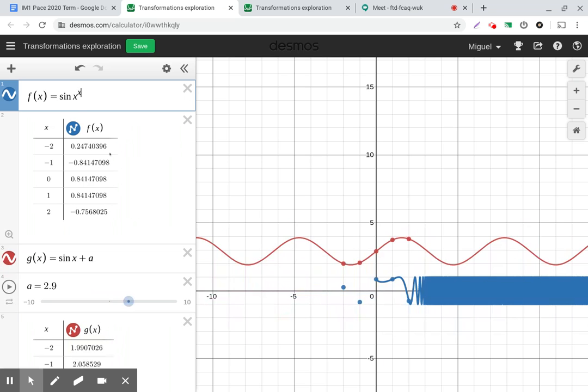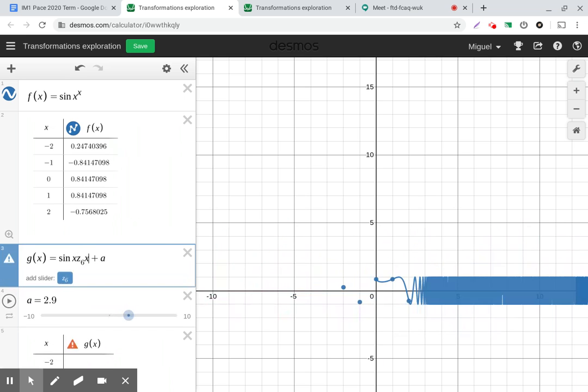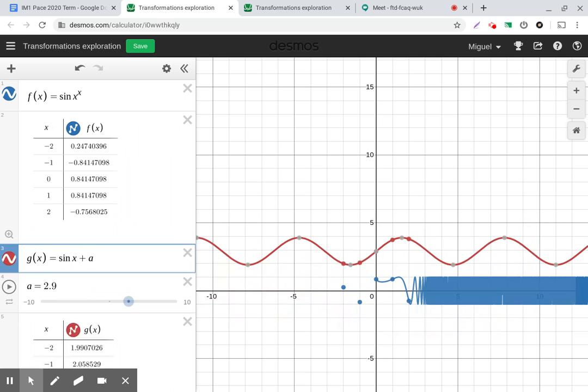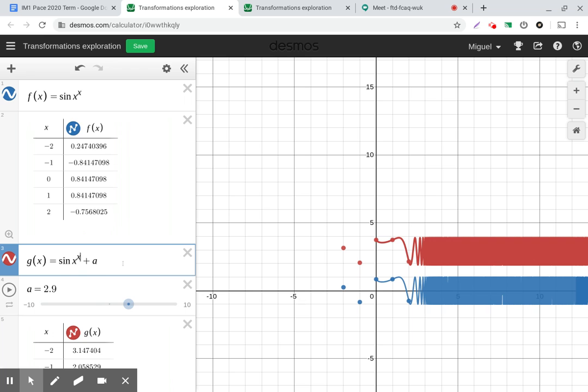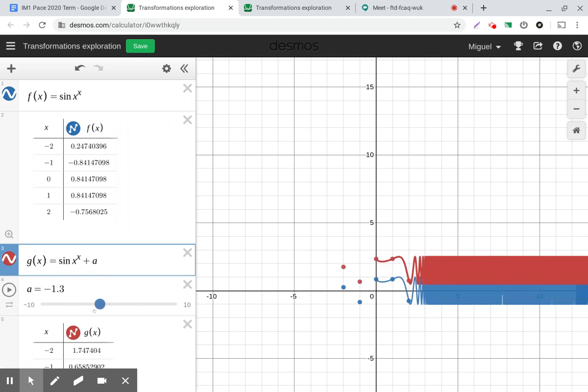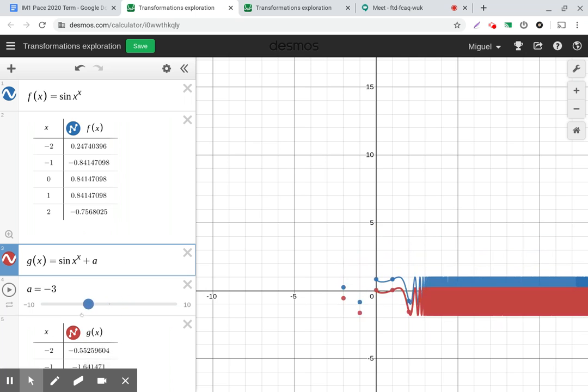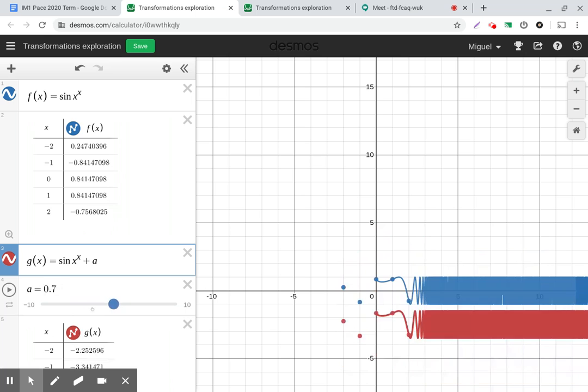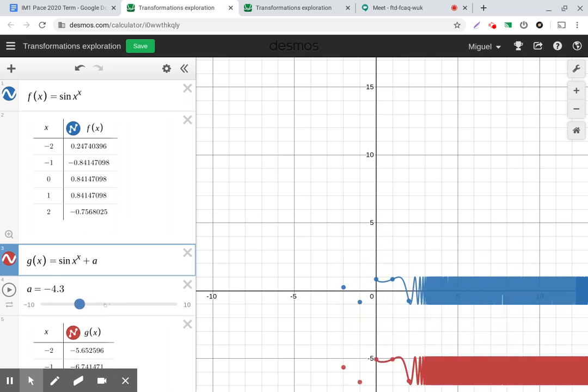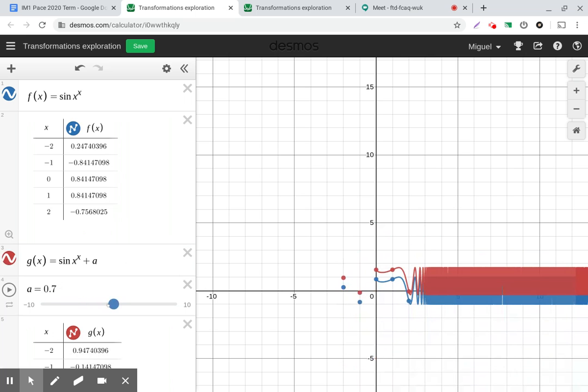I'm gonna do it. Okay, type x to the x, sine of x to the x power. And what do you think this is going to do? Anyway, do you see how the extra number is a vertical translation? Okay, vertical translation. All right, let's move it back.